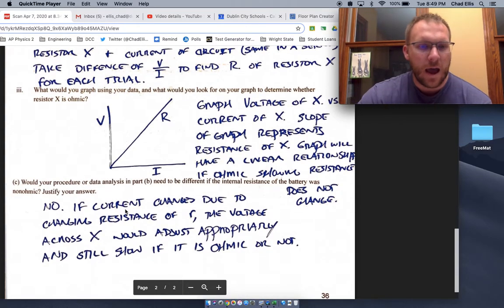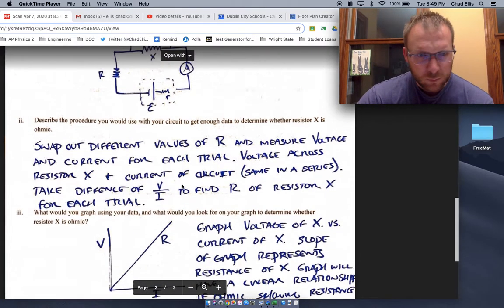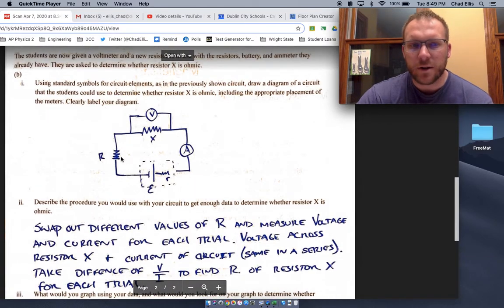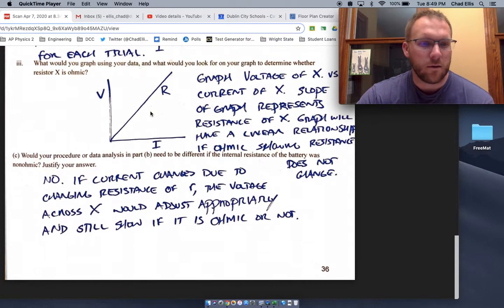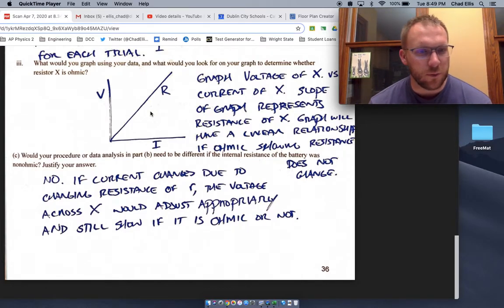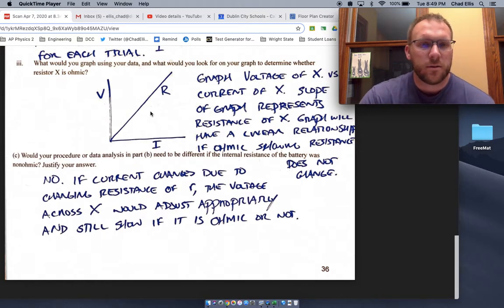Part C then asks, how would things be different if the internal resistance of the battery was not ohmic itself, but would actually change? Well, if we have this setup, it really wouldn't matter, because what we were already doing was changing big R, which was changing the current. This little r would change the current as well, but then if it is ohmic, my voltage should change correspondingly. So if current changes due to changing resistance of little r, the voltage across X would adjust appropriately and still show if it is ohmic or not, right?